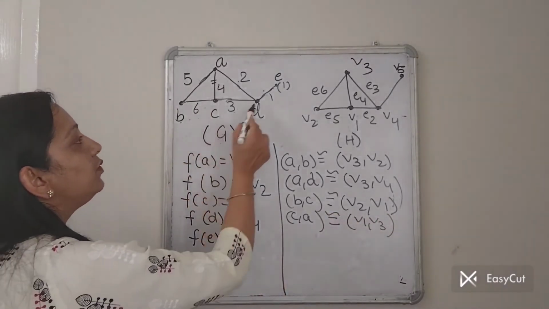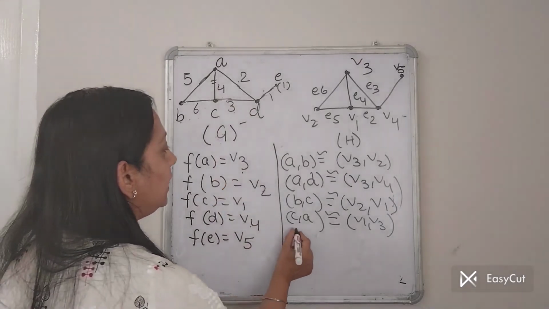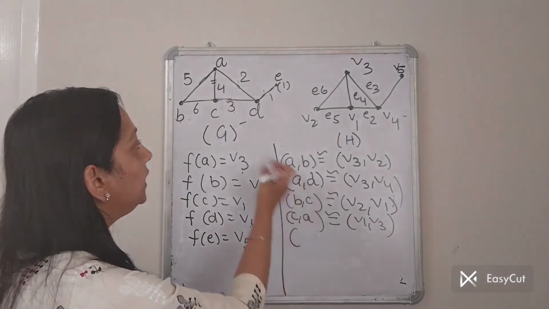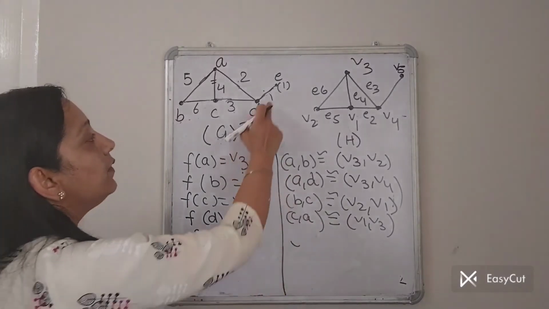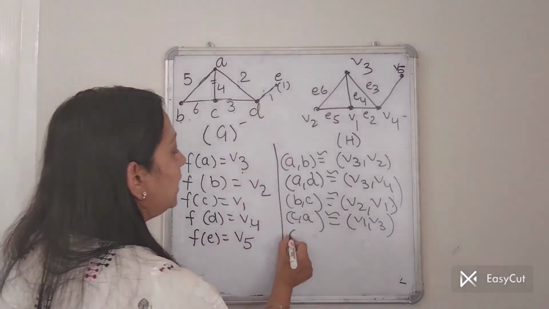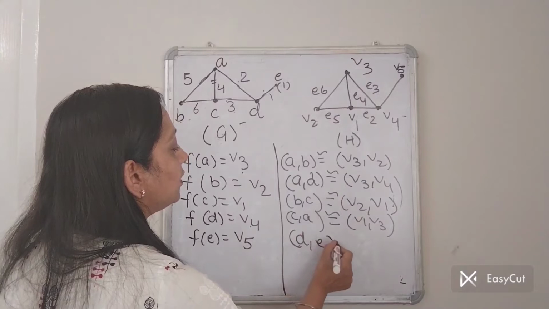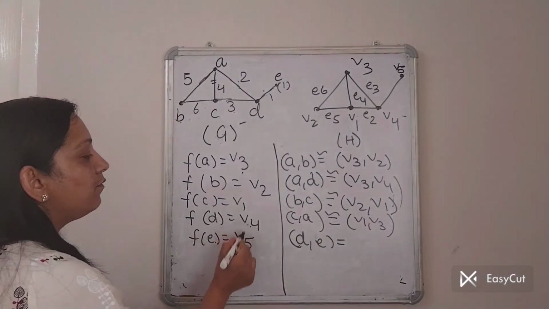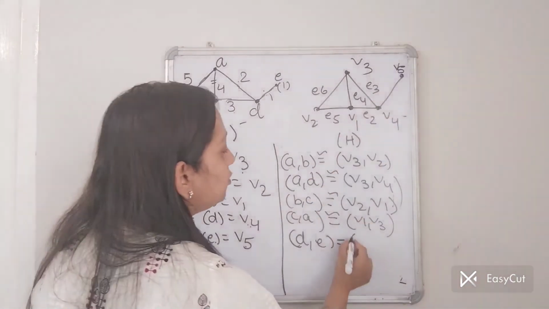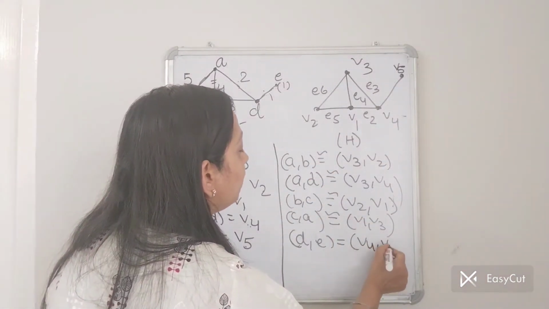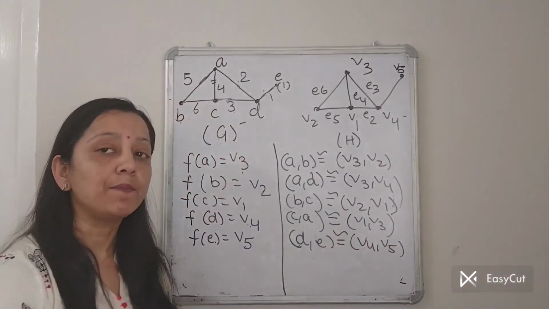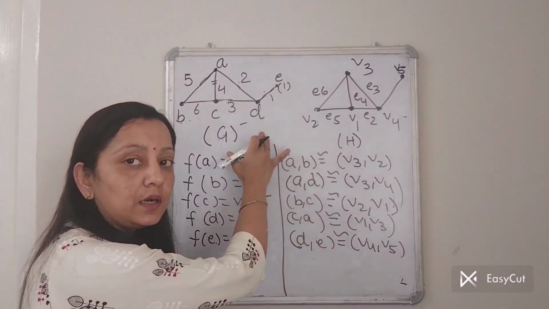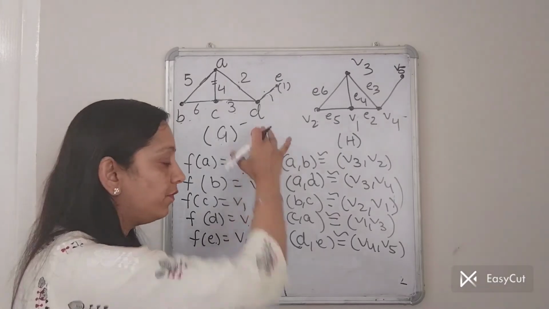Now there is an edge between vertex D and A. If there is an edge between A and D, it is quite obvious there will be an edge between D and A also, so we won't check that. Now we can see that there is an edge between D and E. Right? So that means there must also be an edge between V4 and V5. Yes, there is an edge between V4 and V5. So we have validated our mapping. Alright, so we find that these two graphs are also isomorphic.